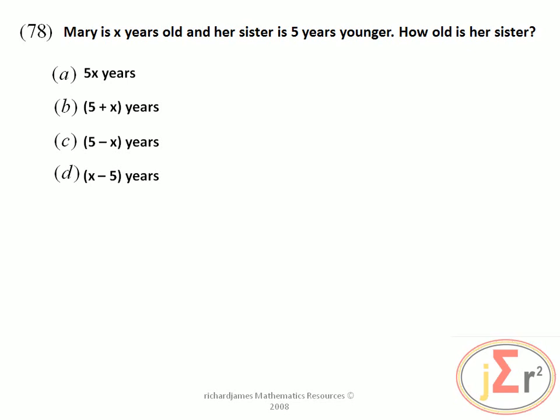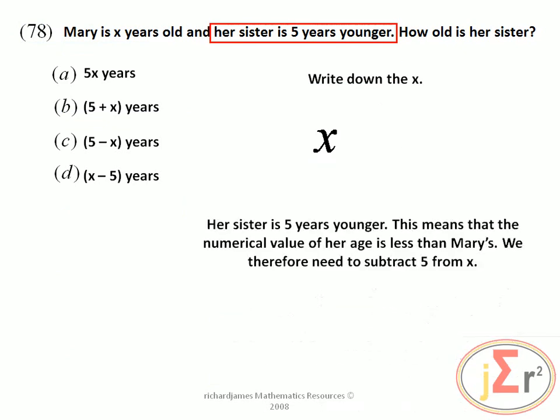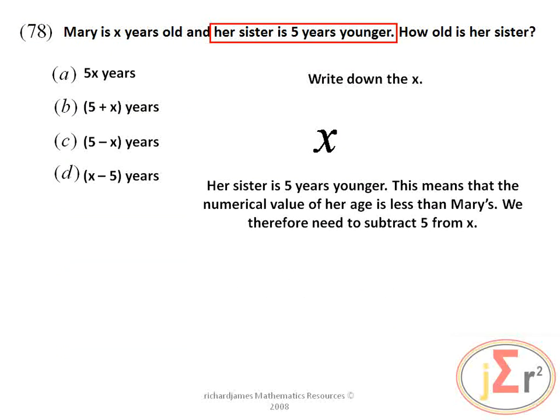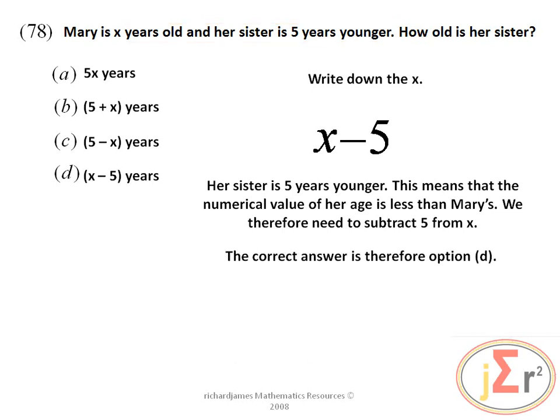Mary is X years old and her sister is 5 years younger. How old is her sister? So write down the X. Her sister is 5 years younger. This means that the numerical value of our younger sister's age is less than Mary's. We therefore need to subtract 5 from X, because younger means a smaller number. The correct answer is therefore option D.